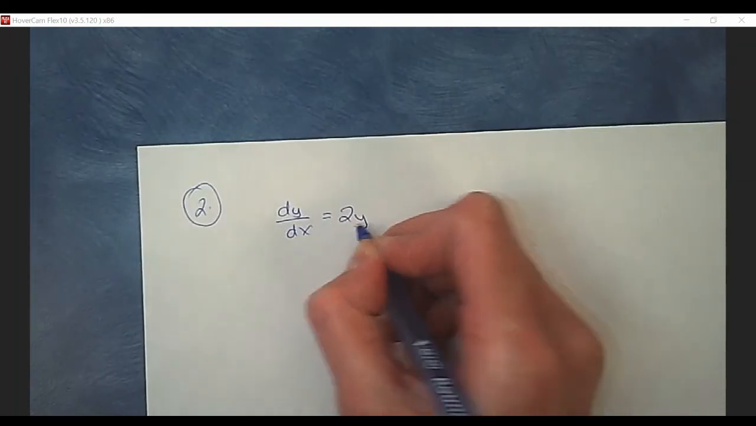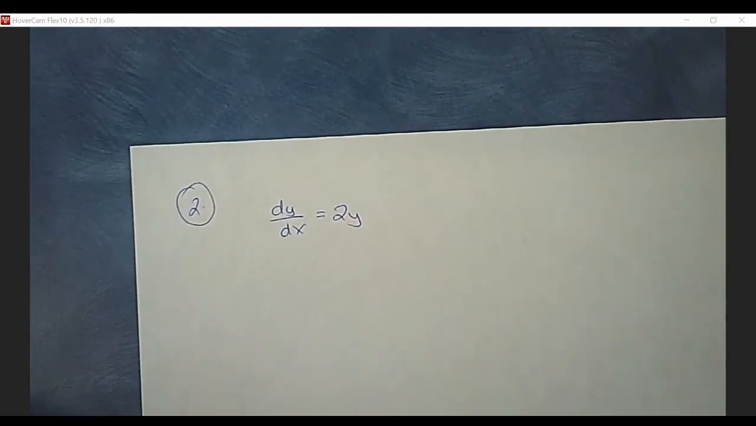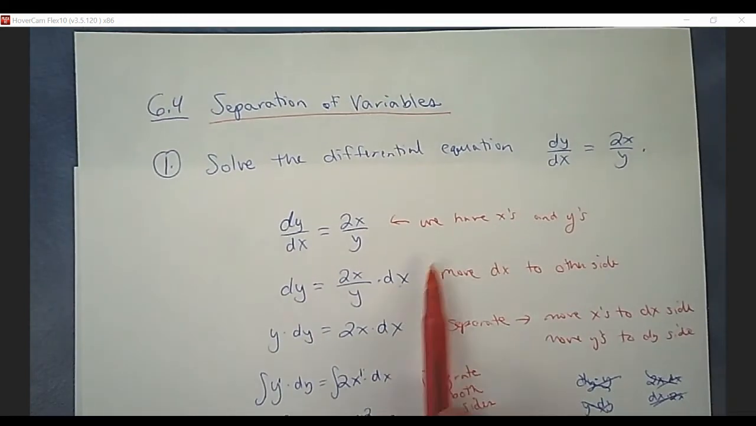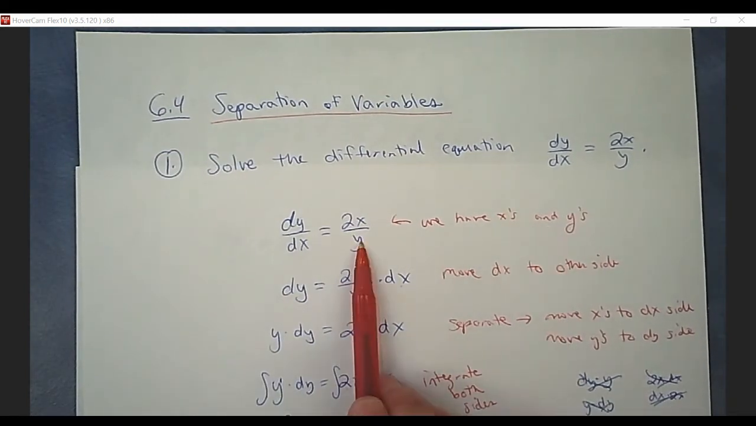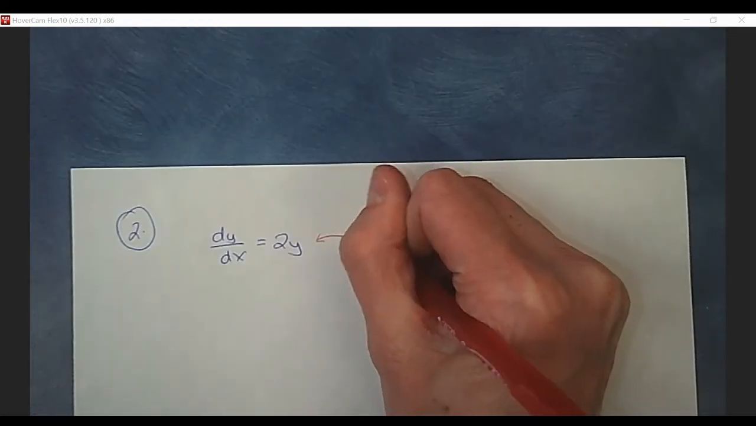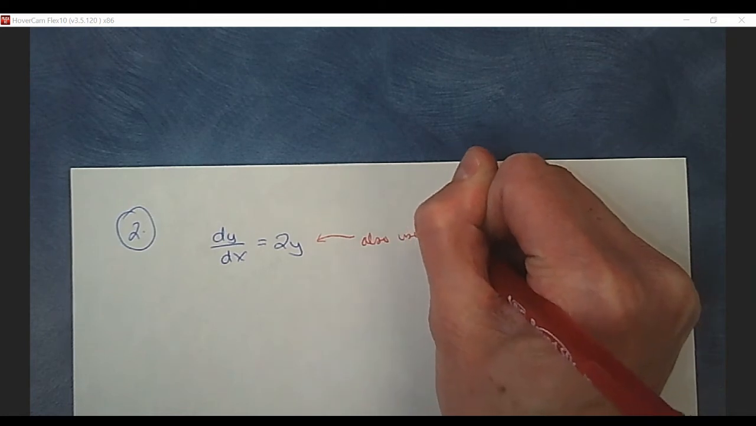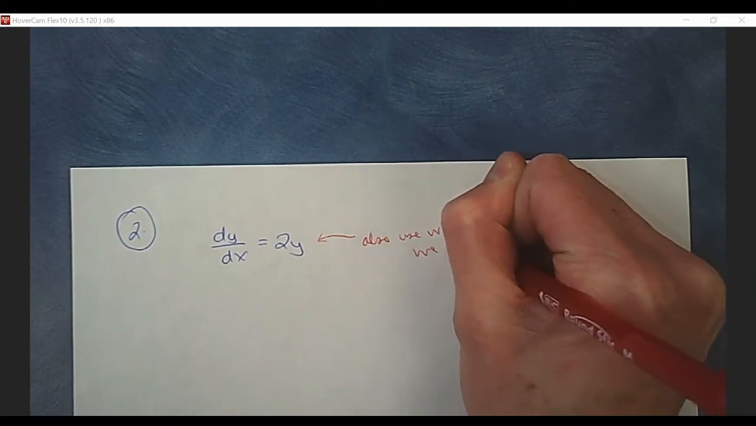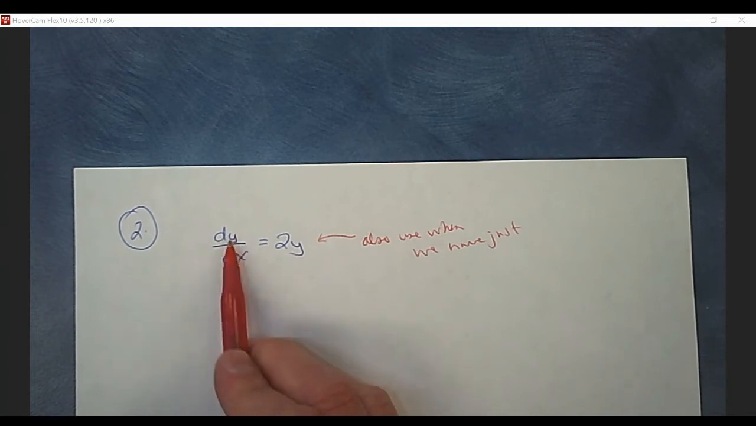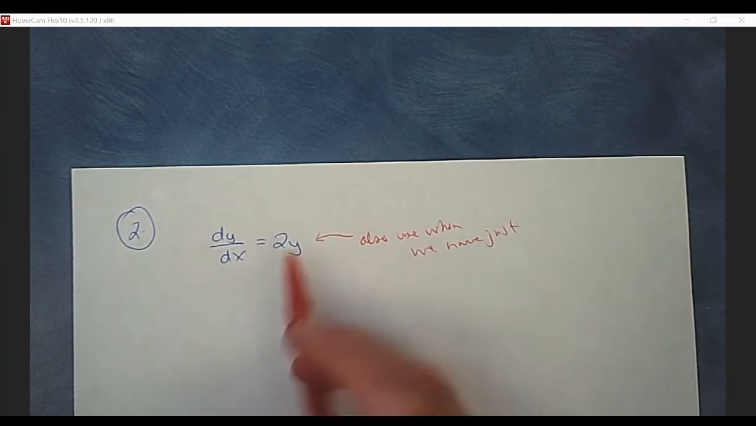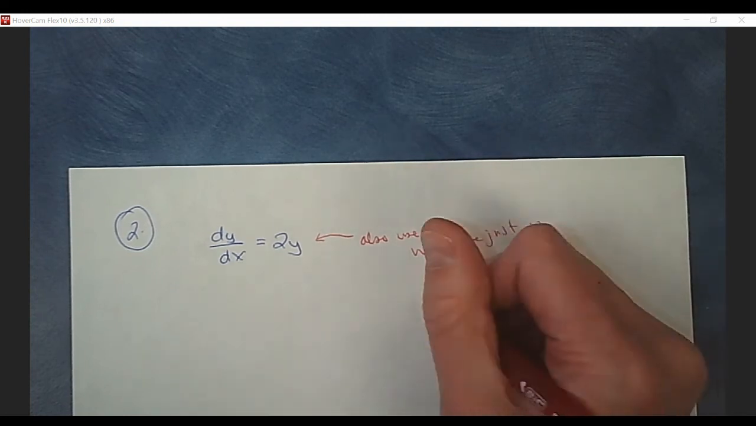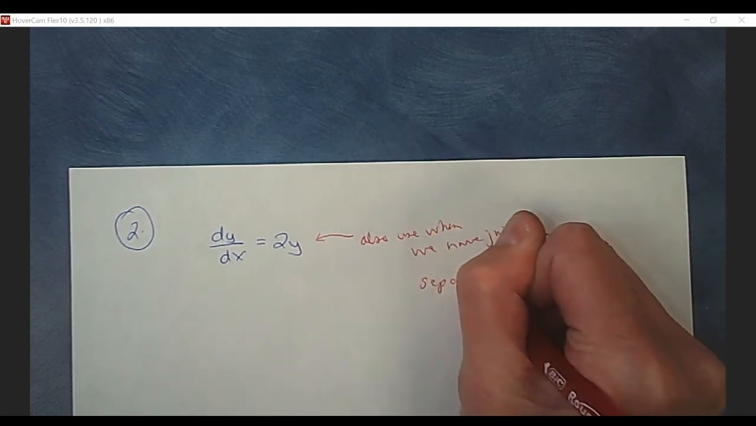My next example is going to be dy/dx equals 2y. So I said in the first one that we use this when we have x's and y's in our derivative. Another time we use it is when we have just y. So if we have a dy/dx, a derivative of y with respect to x, but there's no x's over here and just y's, then we're also going to use what's called separation of variables. That's the name of the topic.